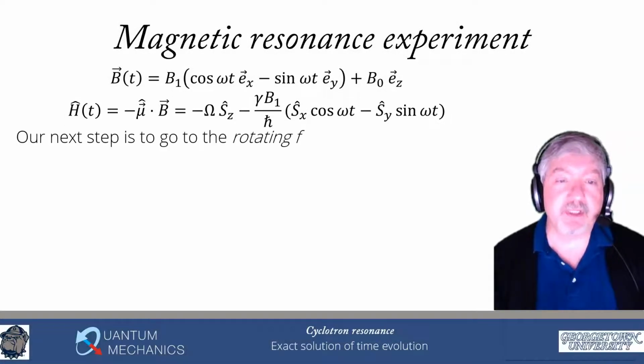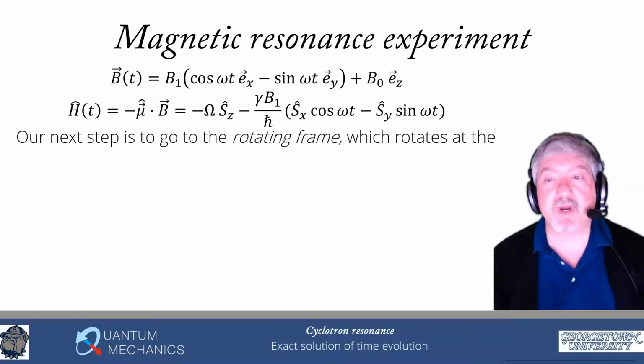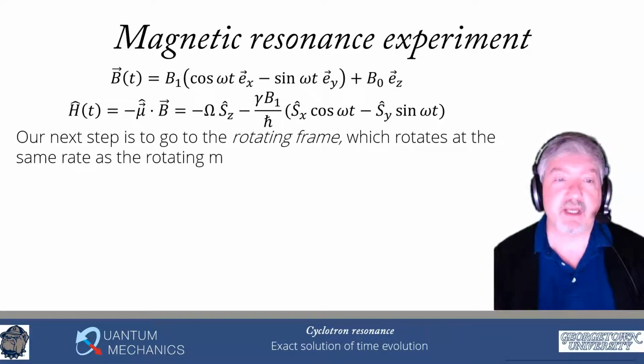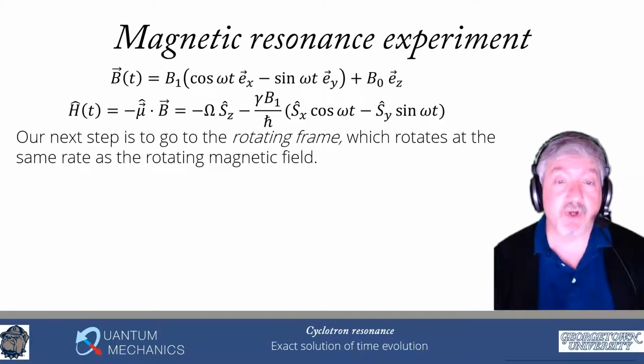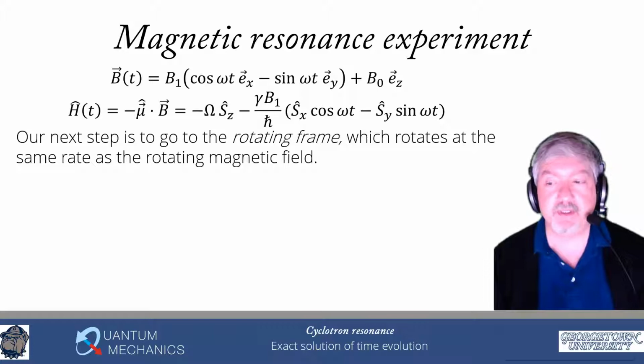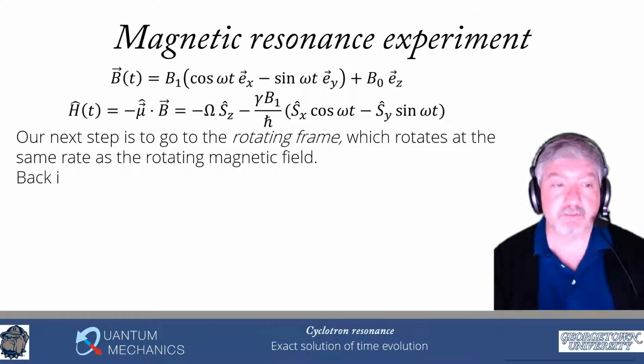Now, our next step is going to go to what's called the rotating frame, which rotates at the same rate as the rotating magnetic field. Actually, we're going to do the transition for an arbitrary frequency for the magnetic field. We'll always be going into the frame where the magnetic field is pointing in a constant direction.